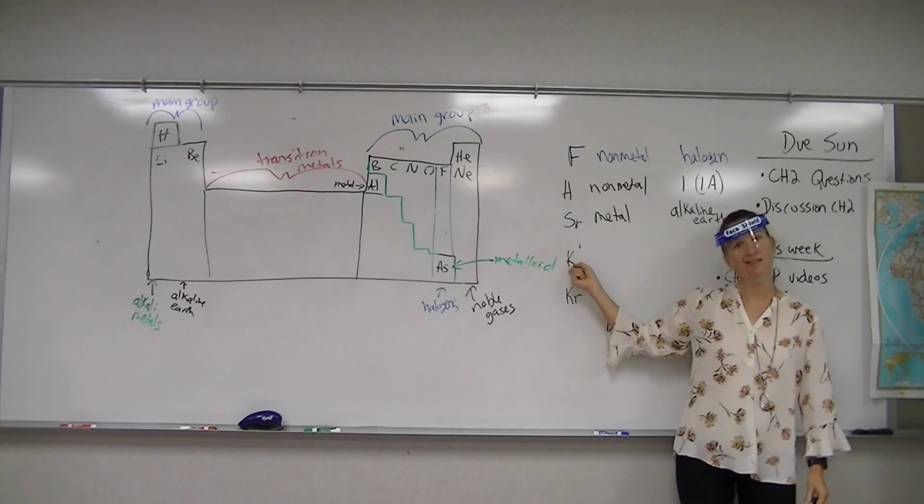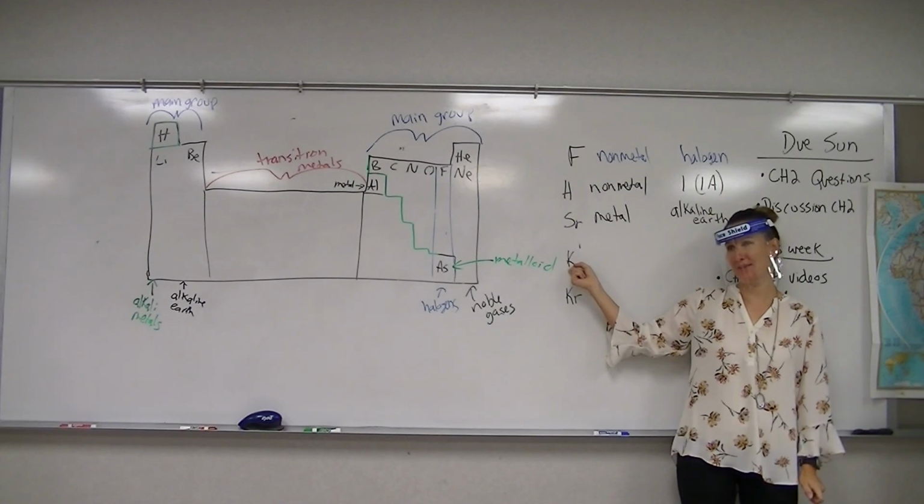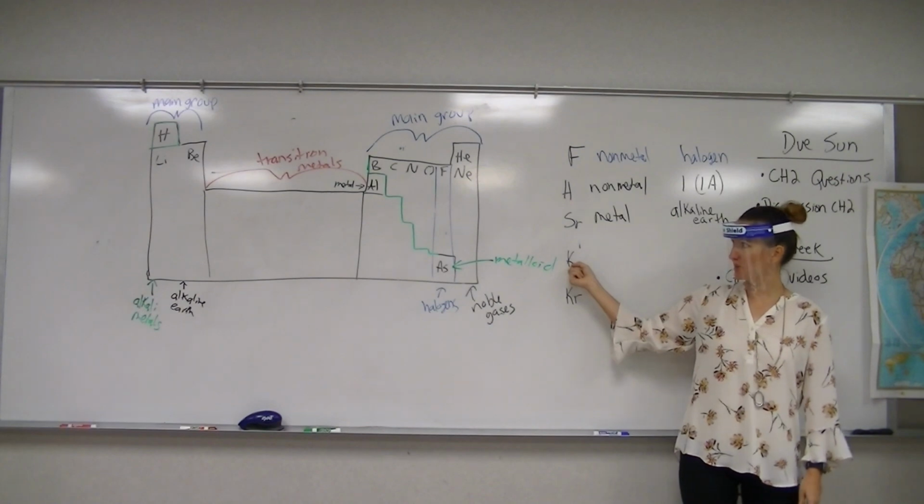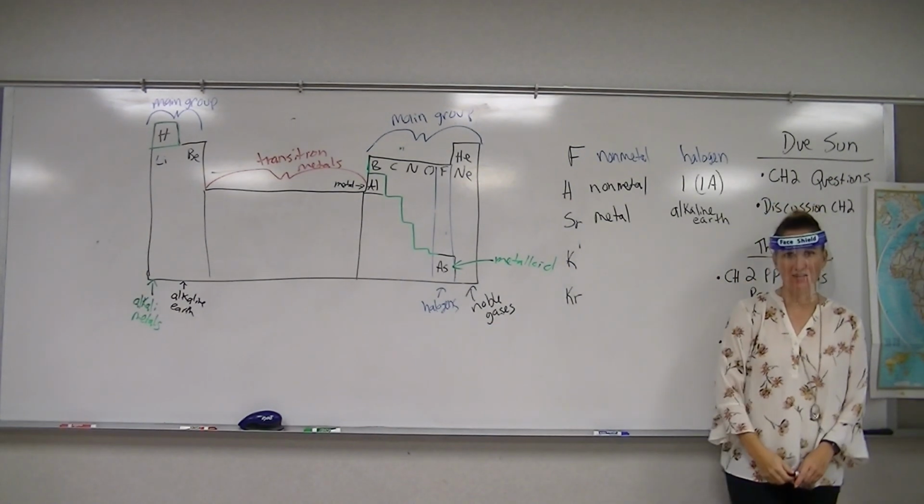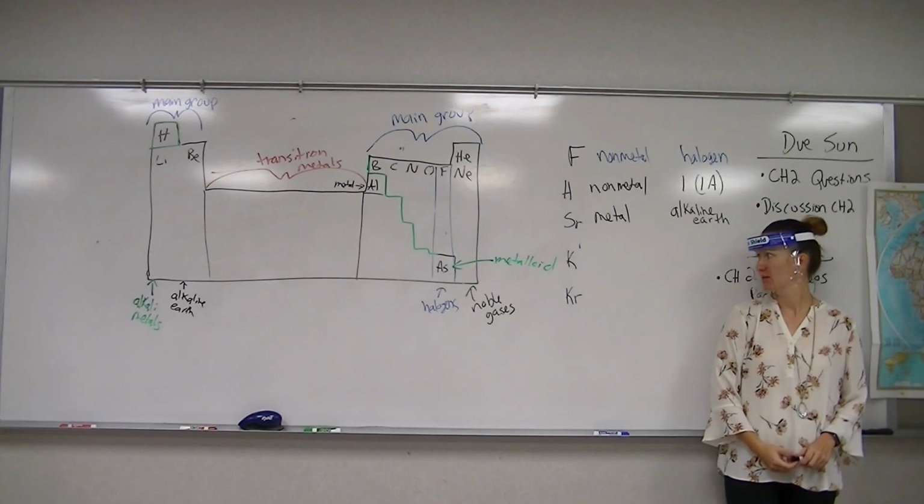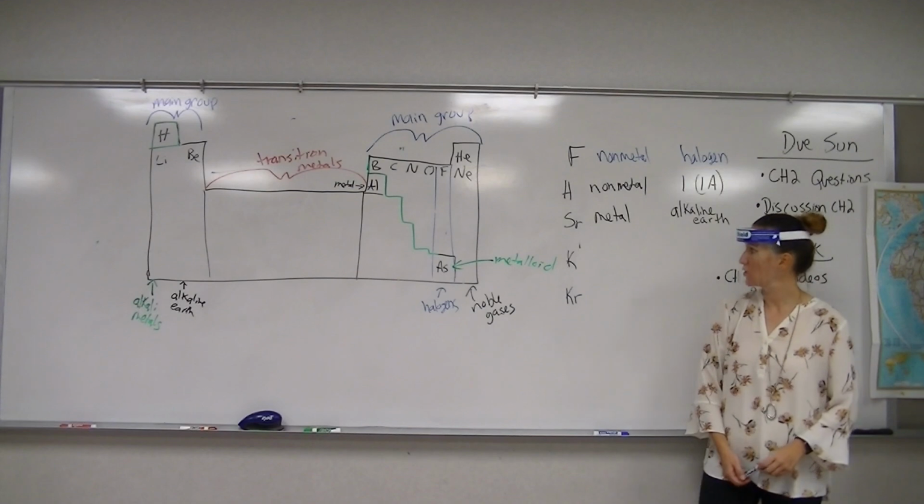So K. Now K is actually potassium, so its symbol does not match up with what you think it should be. What number is potassium, whoever finds it first? How many protons does it have? 19. 19? Yep, it's number 19. So what group is it in?